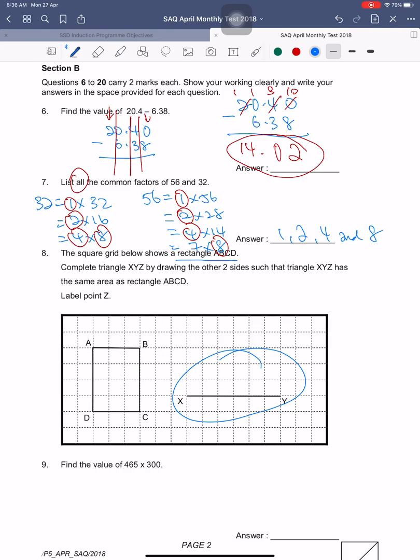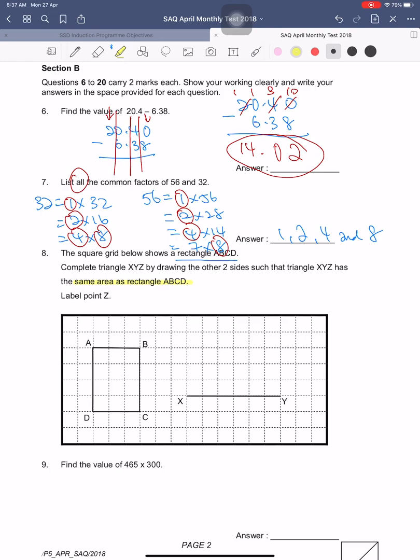Alright, this triangle X, Y, Z. That means there must be a Z somewhere. Z can be another point because you need 3 points to make a triangle. This is where they want you to find out. You must find out where Z is so that X, Y, Z will form a triangle. But there is one very important condition. The condition is they must have the same area as ABCD.